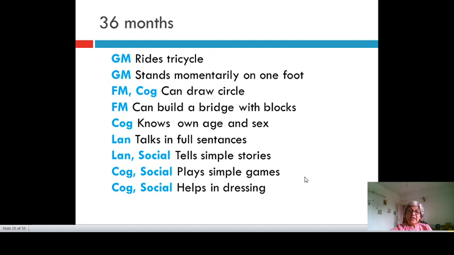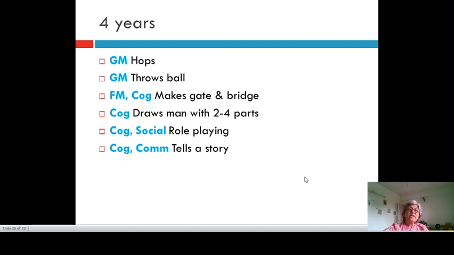36 months, that is 3 years of age. Now the child can ride a tricycle. He can, with a pencil, draw a circle. He can build a bridge, and his social knowledge is improving. He knows his age, he knows his sex. He can also tell some simple stories, and he can play simple games. He enjoys company. 4 years, now he's hopping, he's throwing a ball and making a bridge or a gate with blocks.